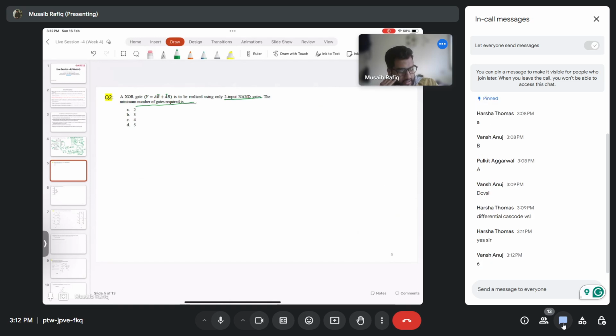So the question is, what is the minimum number of two input NAND gates required to implement a XOR gate? 6 is not even an option. Try. You guys try. I'll just wait for a couple of minutes.